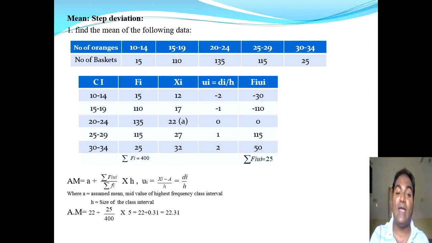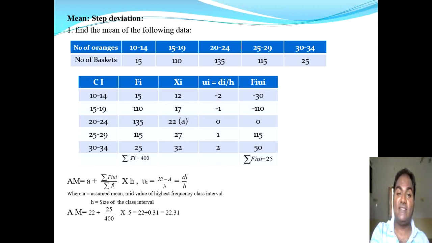Ui is equals to xi minus a by h. What is this xi minus a? It is di. So di by h, in this way we can find xi minus a by h, that is ui. I have taken the tabular column, just check it out. We have class intervals, we have frequencies, we have the value of xi.